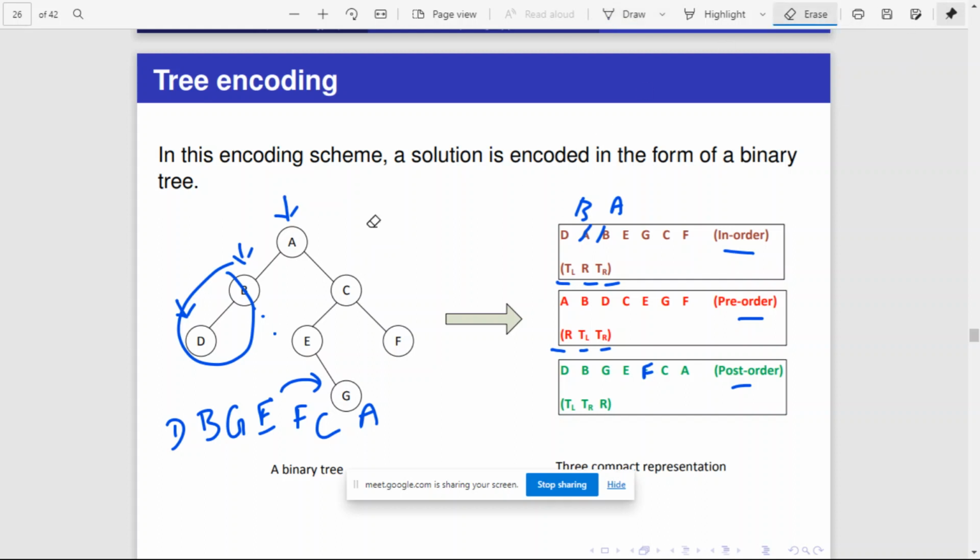So these are some of the ways of representing the binary tree. So we call it a compact way of representing the binary tree. Okay. So this is called a compact way of representing the binary tree.